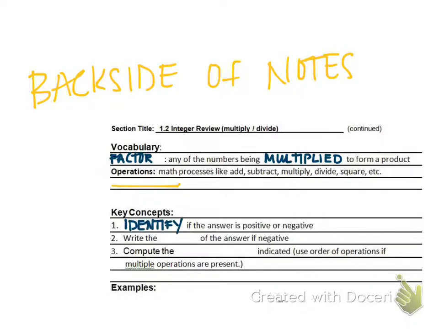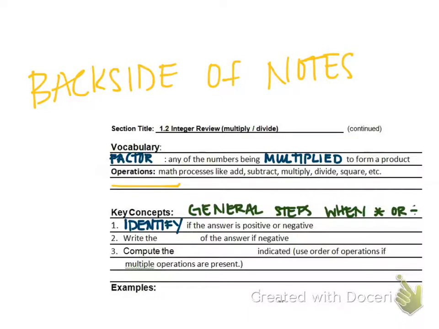Our key concept we're going to talk about is to identify if the answer is positive or negative. This is for the general steps when we're multiplying or dividing integers. So again, when multiplying or dividing integers, these key concepts apply no matter what. The first thing is to identify if the answer is positive or negative.